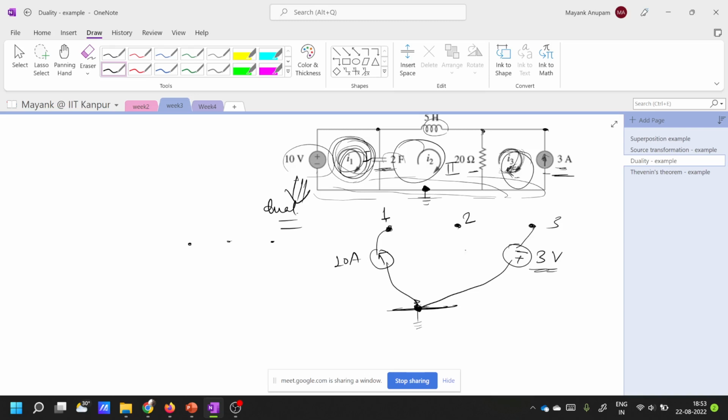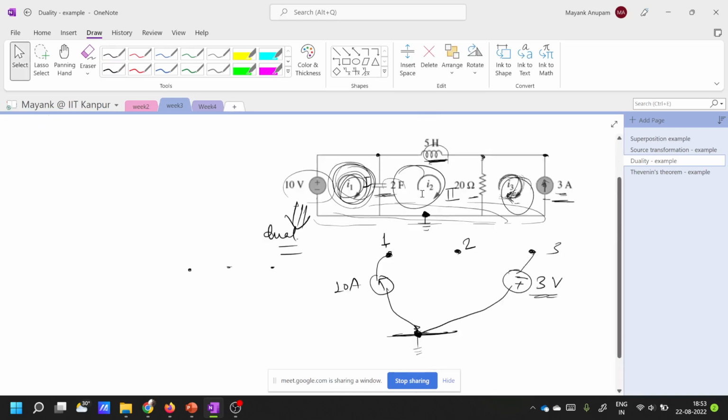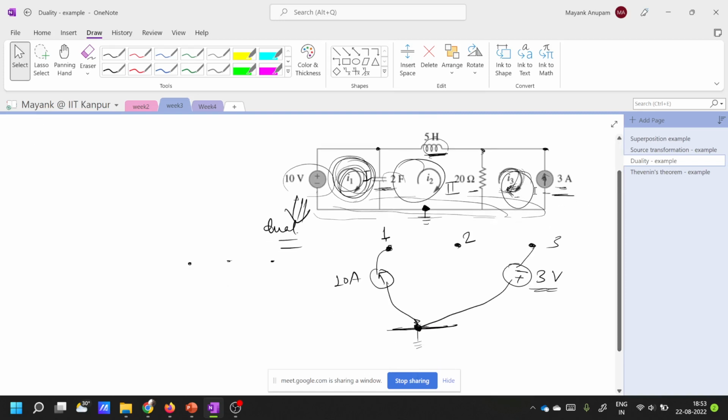Fine. Now tell me what happens to this 5 Henry thing here, this particular thing. Between 2 and the reference, directly, very good, a capacitor. Very, very good. What will be the value? 5 farad, isn't it? Yes.